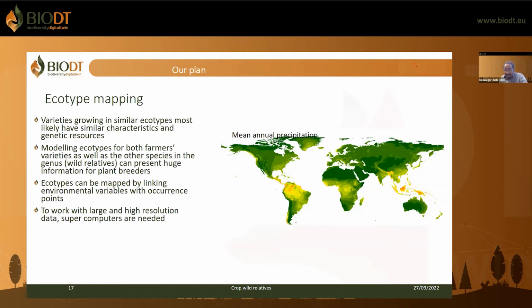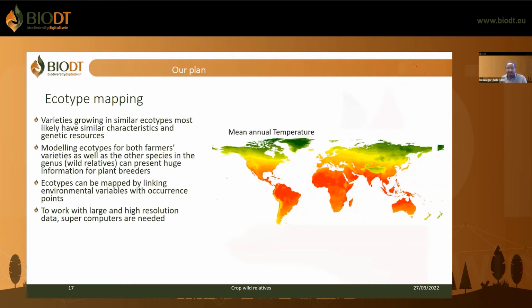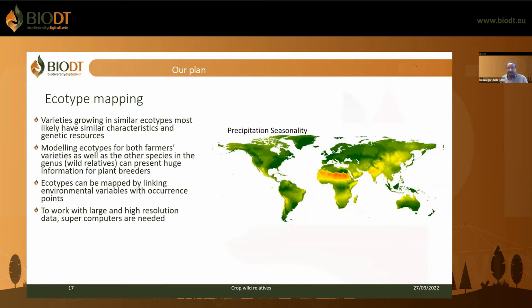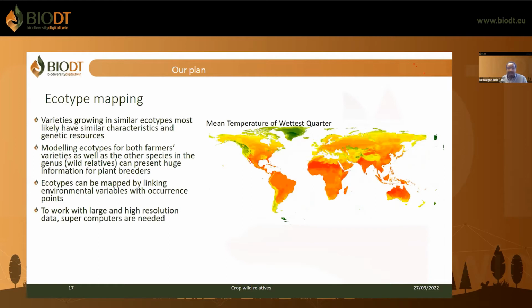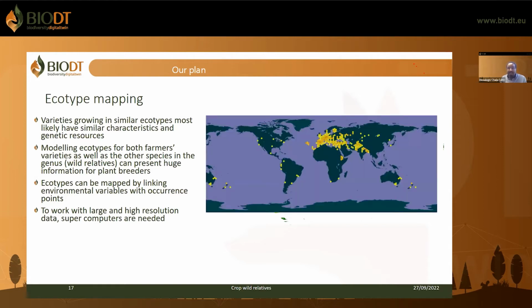And because of that, we are thinking of using high resolution environmental variables such as mean annual precipitation, mean annual temperature, precipitation seasonality, temperature seasonality, precipitation of the wettest season, mean temperature of the wettest season, and a lot of other environmental variables. And by linking these environmental variables with the occurrence points, we can model the ecotypes.